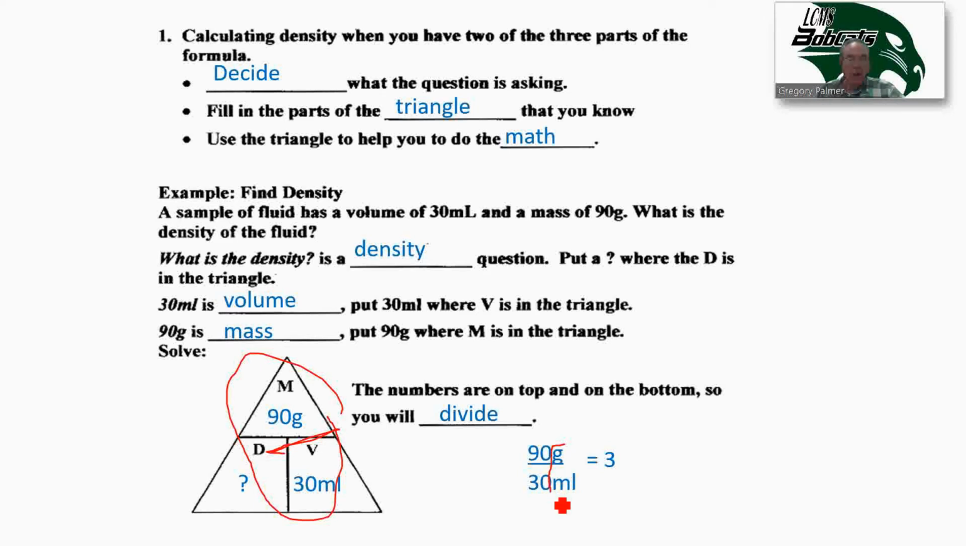This is our unit right here. Grams divided by milliliters. It's just like if this was 90x divided by 30y. Okay? In algebra, it would be 3x divided by y. The units work the same way. It's g divided by ml, just like if it was x divided by y.